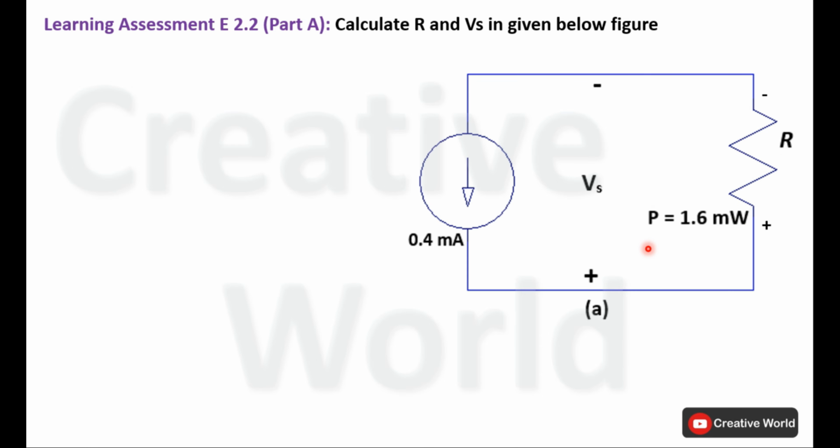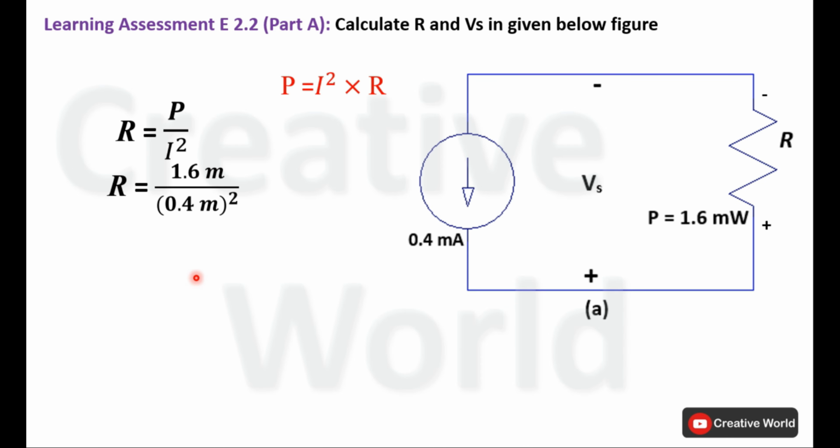So for the calculation of R, we have the power of this resistance and the current through this resistance. So we will use the power formula, that is I squared multiplied by R. In this equation, power is given, I is also given. We can calculate the value of R. The value of R can be calculated using this formula, R equals P divided by I squared. These two quantities are given. Enter the values of these two quantities. Power is 1.6 milliwatt and current is 0.4 milliampere. Solve this equation to find the value of R, that is 10 kilo ohm.